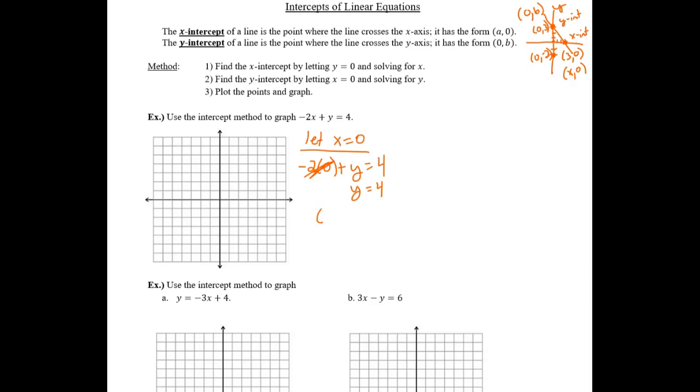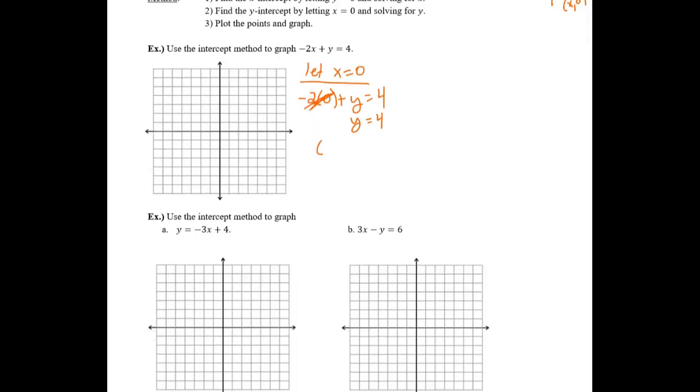That gives me the ordered pair. X was 0, right? We plugged in 0 for x. And we found y was 4. So that's the y-intercept. Don't mix those up on your homework. This has a y value here and no x value. It's the y-intercept.